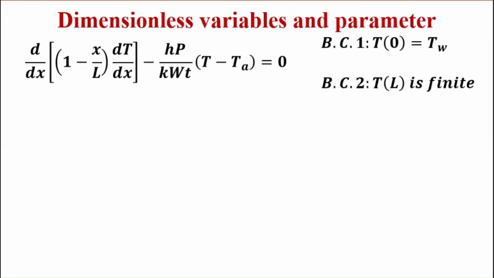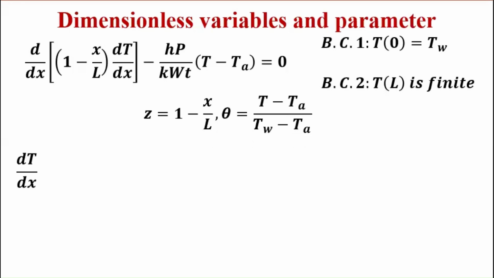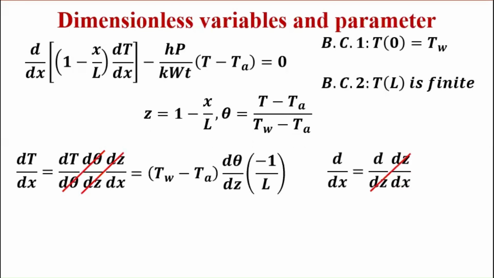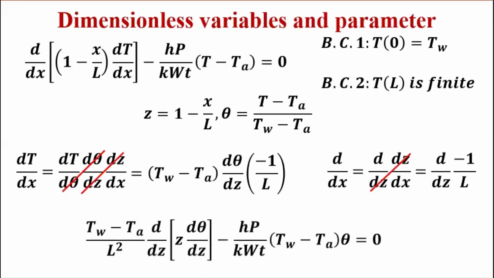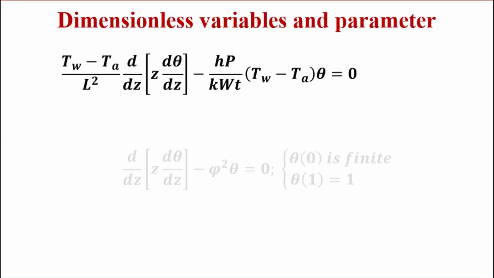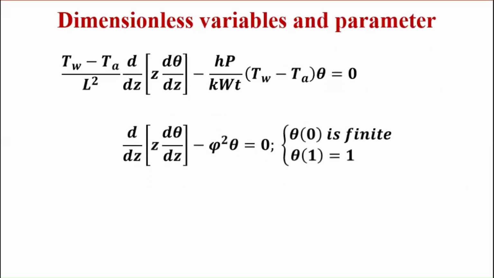By introducing appropriate dimensionless variables, the chain rule for differentiation under a change of variables allows derivatives to be expressed in terms of the new variables. Substituting these dimensionless variables into the differential equation transforms the governing differential equation for the fin temperature distribution into a dimensionless form. This transformation reduces the problem to one that depends on a single dimensionless parameter.